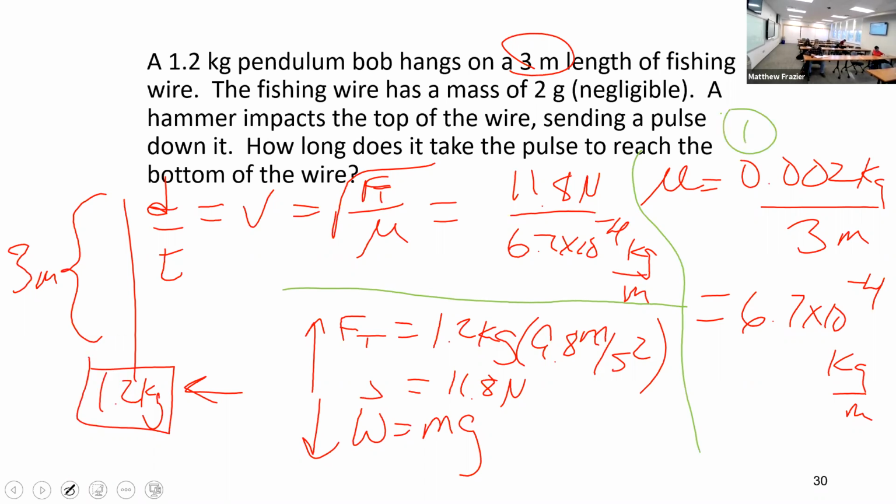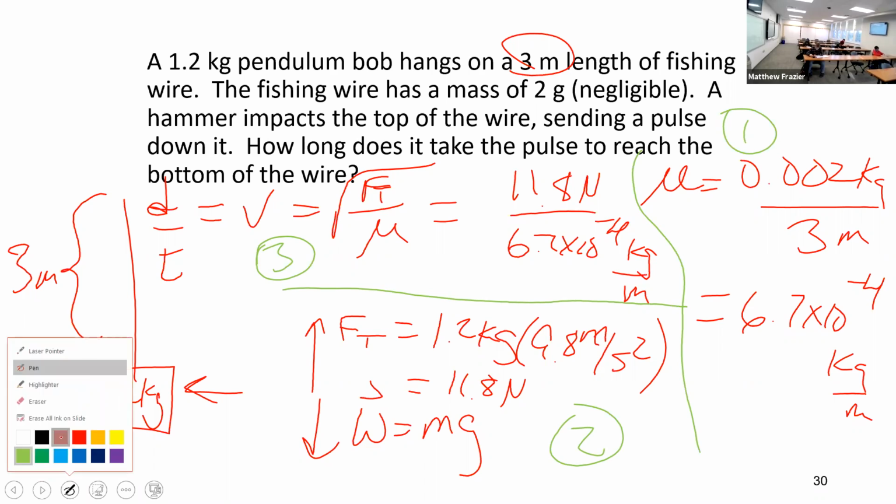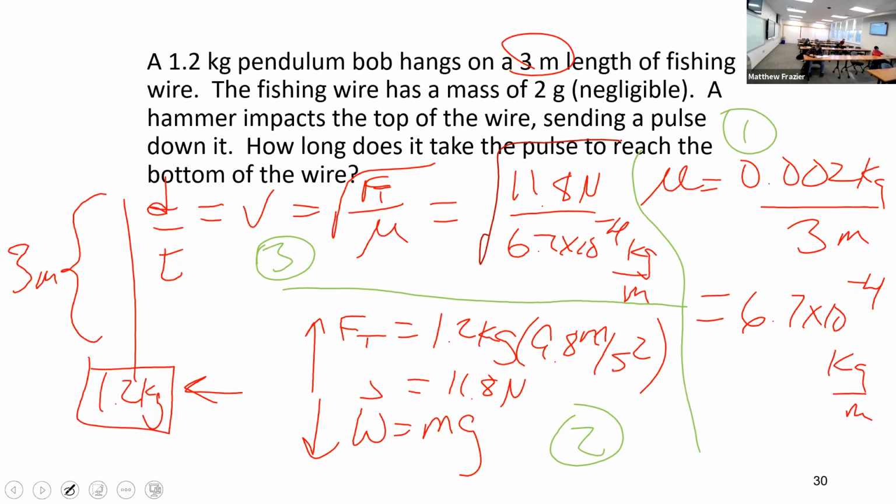So to get our velocity, we do this division. We take the square root. So get a big number, take the square root. The velocity is about 132.5. And I'm rounding to 3 sig figs.